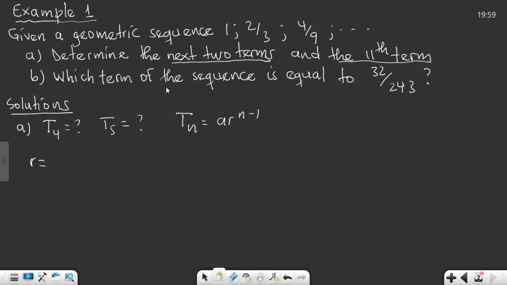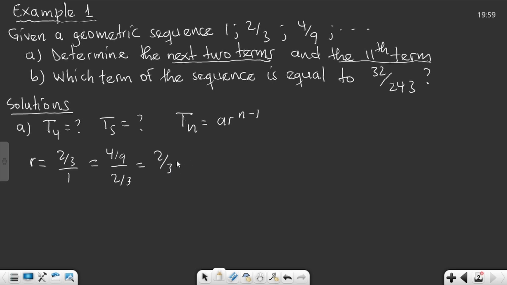So it will be the next number. Let me use 2 over 3 over 1. So the next number divided by the previous number, which is also true if you say 4 over 9 over 2 over 3. And this will give you 2 over 3. This is true. So our common ratio is 2 over 3.